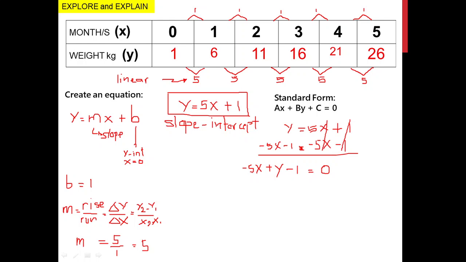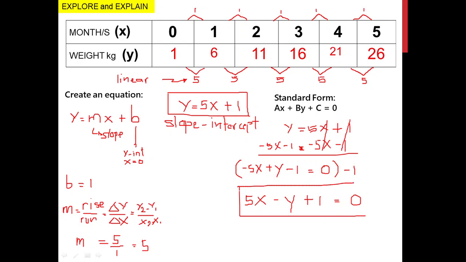But let's make sure that our first term should not be a negative sign. So what should we do? We need to multiply this by a negative 1. Negative 1 times negative 5 becomes positive 5x. Negative 1 times positive y becomes minus y. Negative 1 times negative 1 is positive 1, equals 0. So this will be the standard form of our equation. This is the slope-intercept form. This is the standard form.